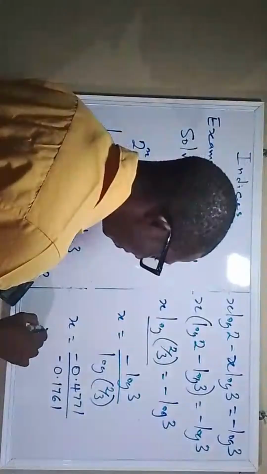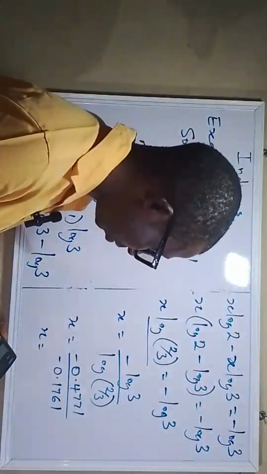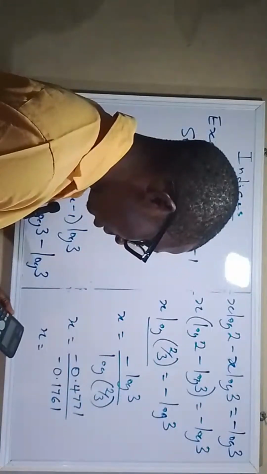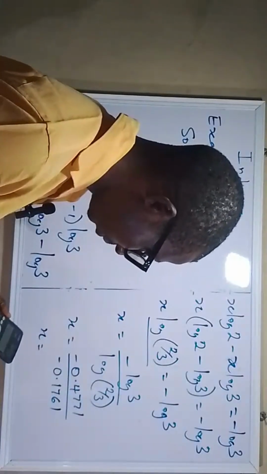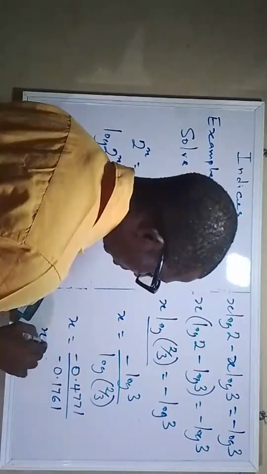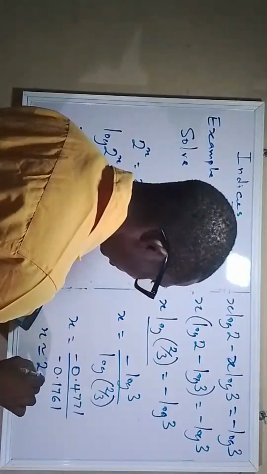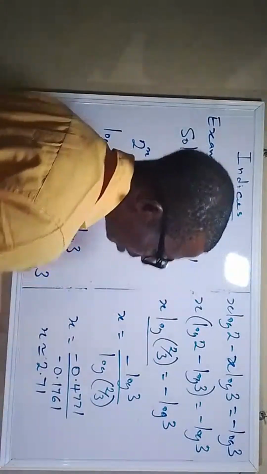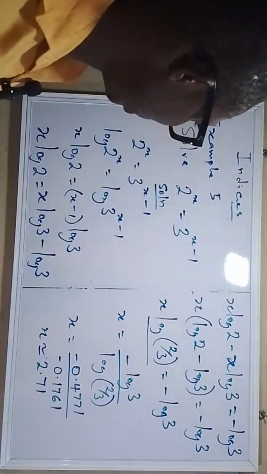Now when you divide, minus will cancel minus. So you now have 0.4771 divided by 0.1761. What do you have? It's going to be an approximate, so x will be approximately 2.71. So that is going to be the answer to that problem.